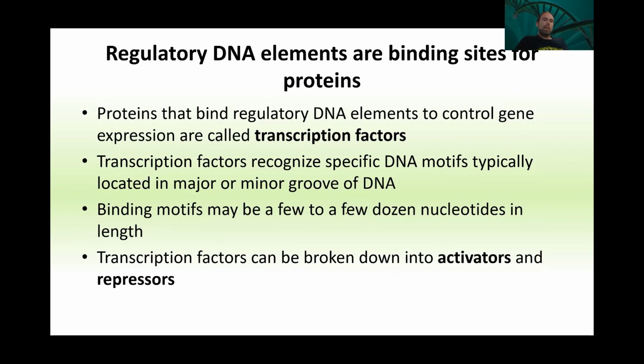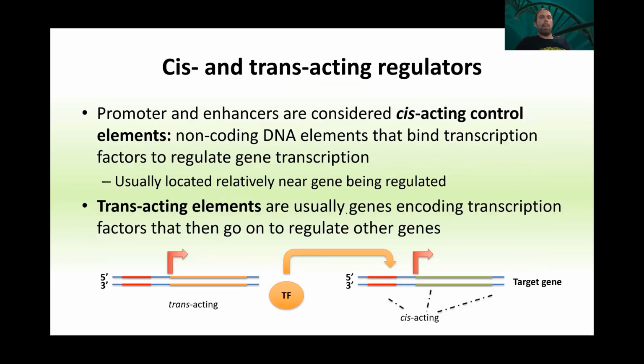So the way these work is they are going to bind motifs. Again, a motif within the DNA is just a sequence of bases. So, G, G, G, C, G could be a motif that the transcription factor binds. And these are almost always going to be located in either the major or minor groove of the DNA. And we can classify transcription factors as either an activator, if it activates a gene or turns a gene on, or a repressor, if it represses a gene or turns a gene off.